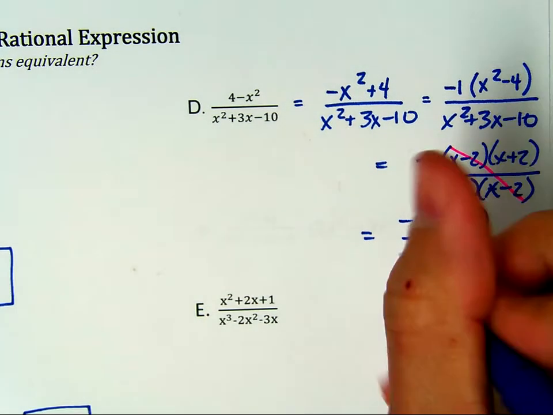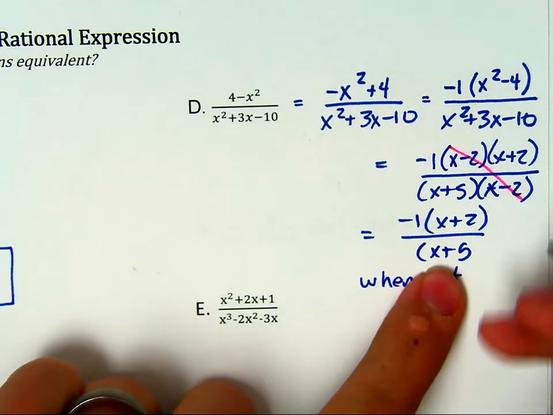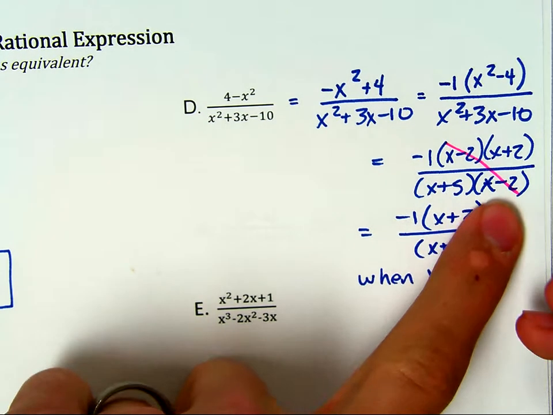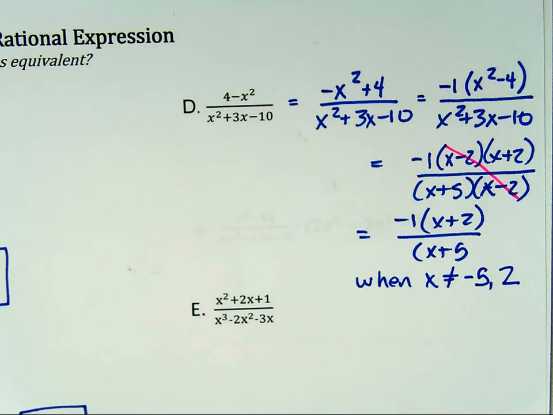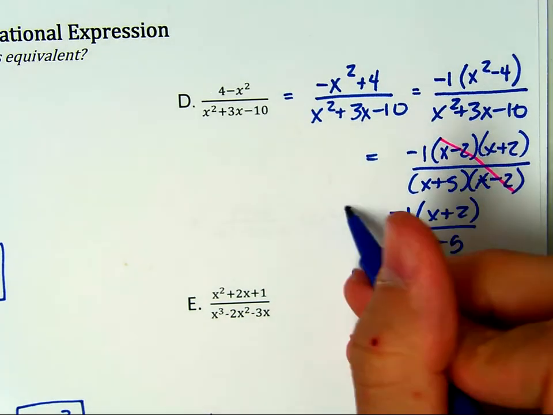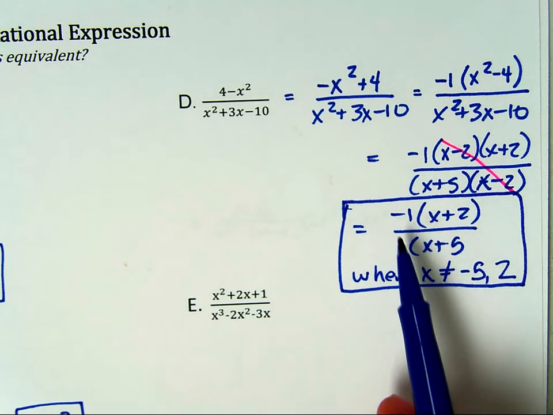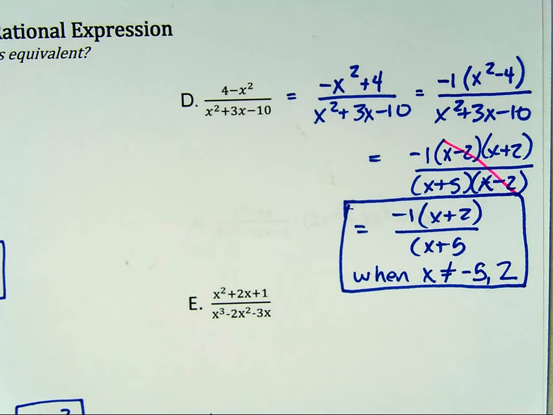Okay, but this is only true when x does not equal -5, which would make this 0, and then the 2 from the canceled out one would make that 0. Okay. So this right here is your final answer. Okay, and ultimately you could probably redistribute the negative to make that a -x minus 2, but that's just as good. All right, so that is simplifying.